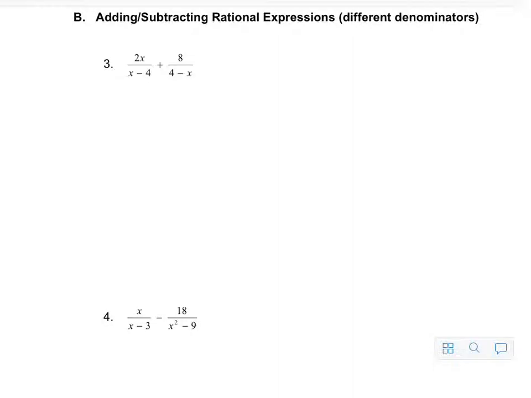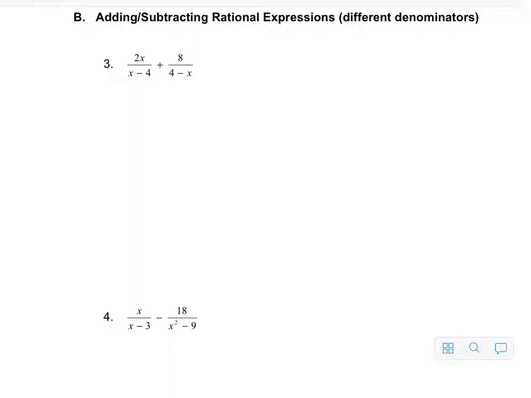Today's review video is on adding and subtracting of rational expressions. It's when you have different denominators. Everybody seems to be okay when the denominators are the same, but it's when we have unlike denominators, people tend to make many mistakes. Whenever you're adding and subtracting rational expressions, it's like adding and subtracting fractions.